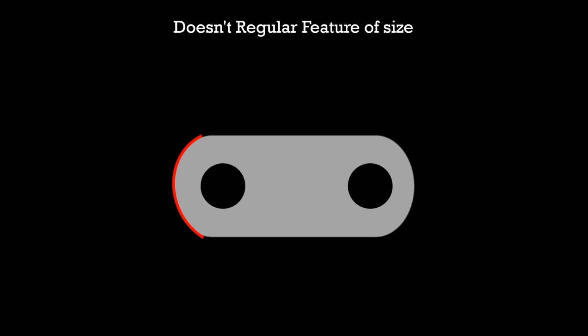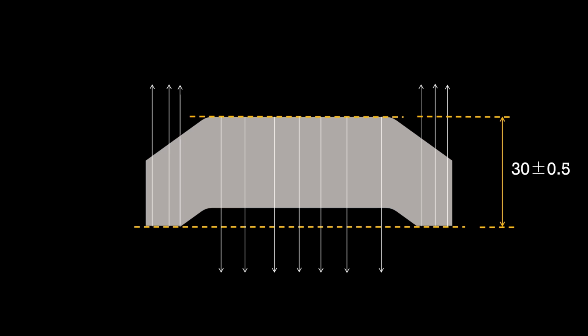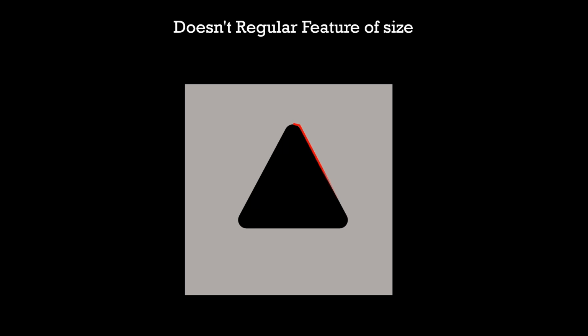Also, this is not completely cylindrical. This width is not a regular feature of size because it doesn't have opposed surfaces. This square or hex section block is not a regular feature of size. This complete slot is not a regular feature of size. This random cut is not a regular feature of size.